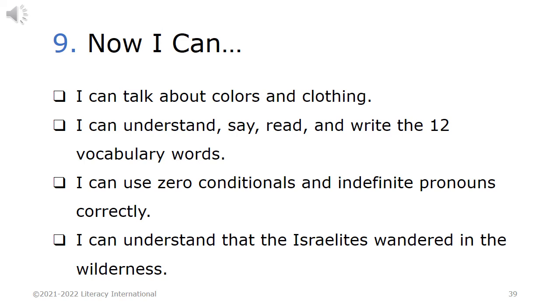9. Now I can talk about colors and clothing. I can understand, say, read, and write the 12 vocabulary words. I can use zero conditionals and indefinite pronouns correctly. I can understand that the Israelites wandered in the wilderness.